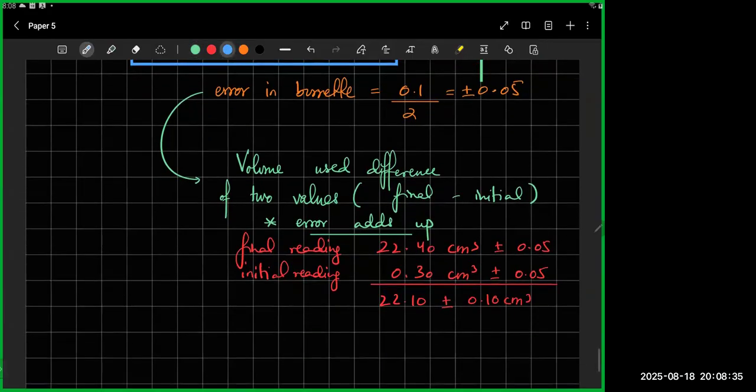ठीक है. So ये clear है? उमर, ये clear है? Mava, is this clear? यस सर। तो ये add up हो जाएगा. अच्छा खैर, anyways, that's what error is.